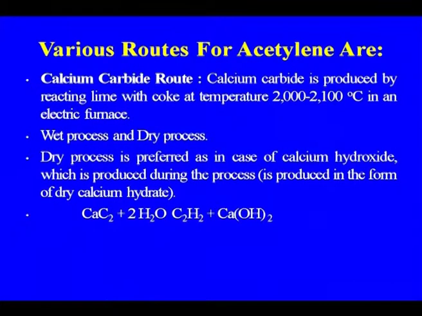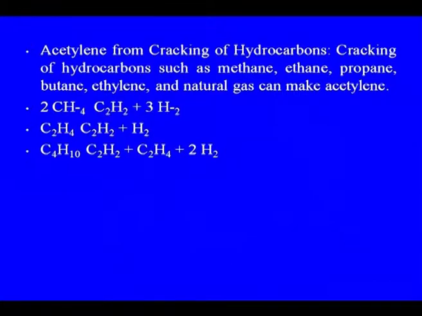These are the two processes we are having in case of the calcium carbide, the wet process and the dry process, that we are using for making the acetylene. Another route is the cracking of the hydrocarbons, meaning the methane, ethane, propane, because during the process of the cracking in the natural gas also we are getting the acetylene, and one of the petrochemical units is recovering the acetylene also. So, this is the reaction that is taking place during the cracking.